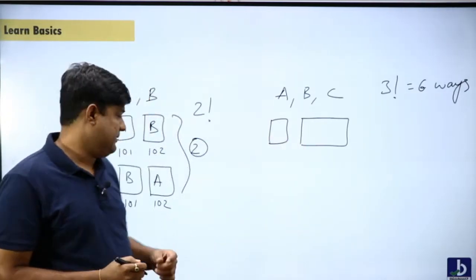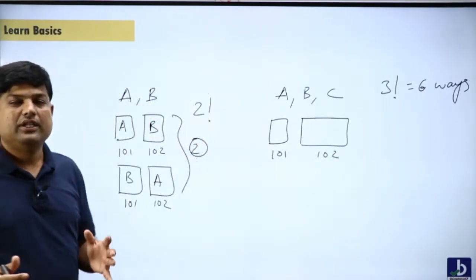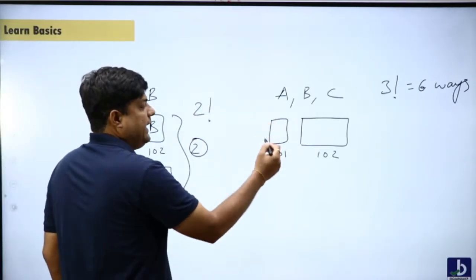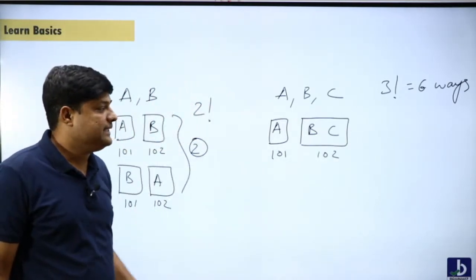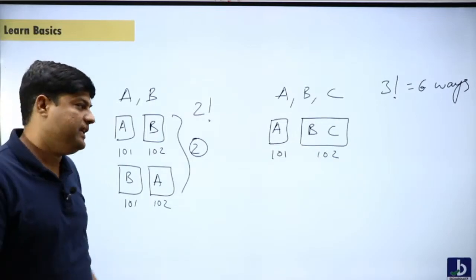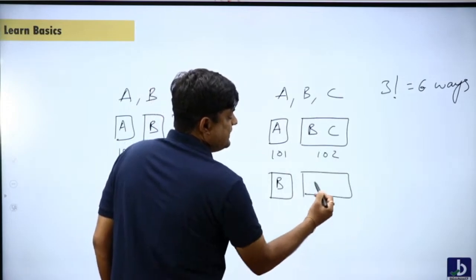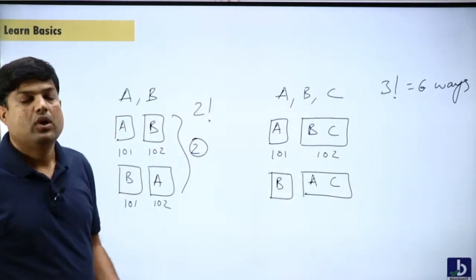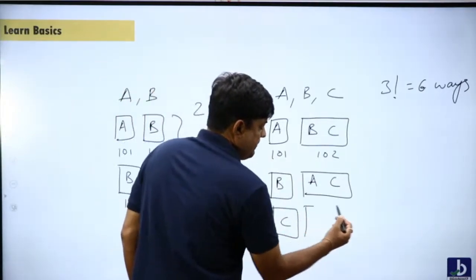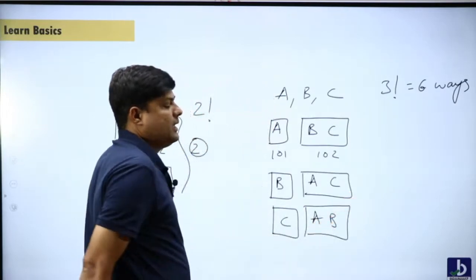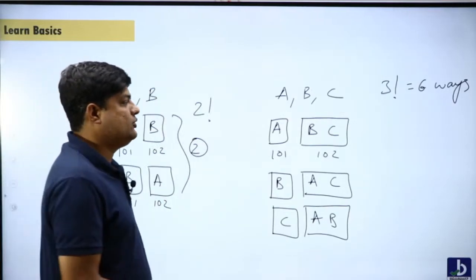Same as room number 101, room number 102. Okay, let's move across and have a look here. A can take the single bedroom, and B and C can take the double bedroom. Or else B can take the single bedroom, and A and C can take the double bedroom. Or else C can take the single bedroom, and A and B can take the double bedroom. How many ways can we accommodate them? 3 ways.